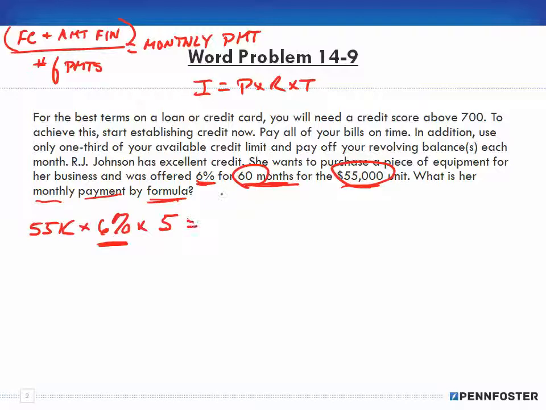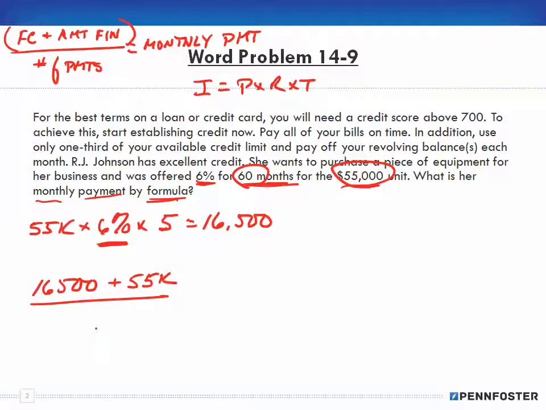Okay, so we're going to divide this 60 by 12 and get 5 years. And now we can do the math in order to find what our interest is, and that ends up being $16,500. So when we take the 16,500 and we plug that into our formula, our amount financed is 55,000, and then we're going to divide that by the number of payments, which is monthly.